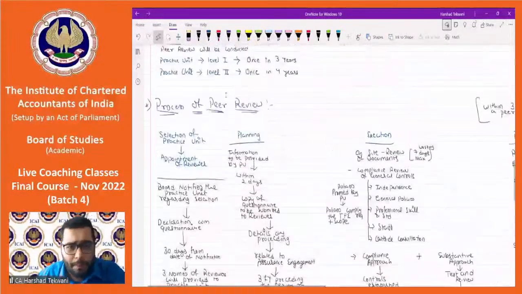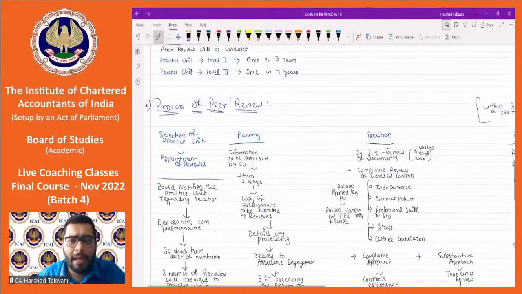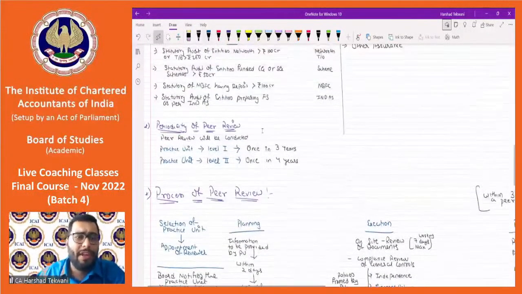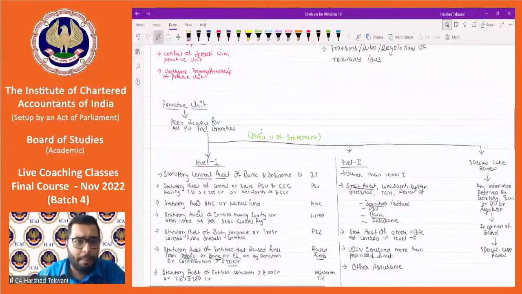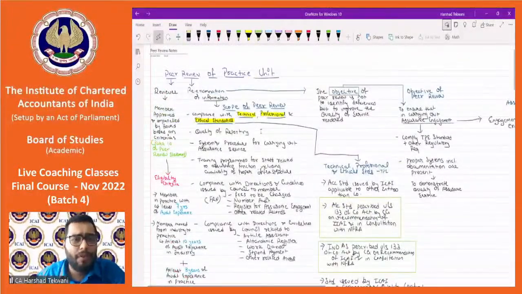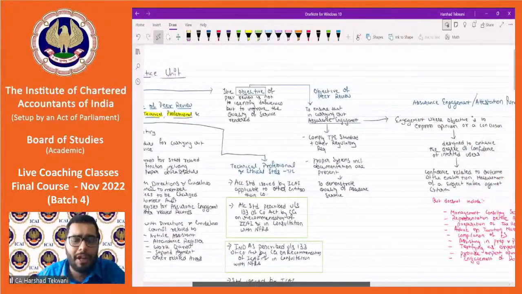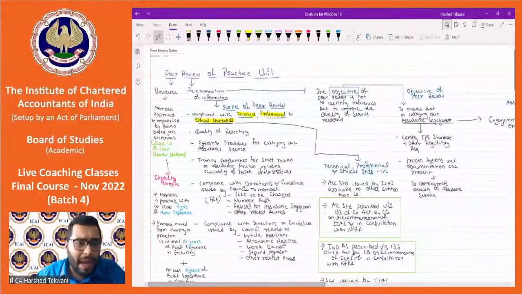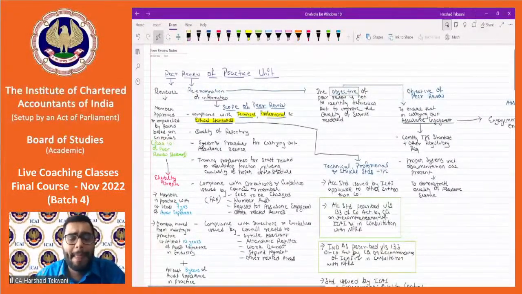This is the process of peer review: selection, planning, execution, reporting. We discussed periodicity, once in 3 years, once in 4 years. Practice unit classification: level 1, level 2, special case review. We discussed peer review of practice unit, like scope of peer review, objective, technical, professional, ethical standards. Then assurance engagements, what are assurance engagements, eligibility criteria. Any doubt till now, guys?